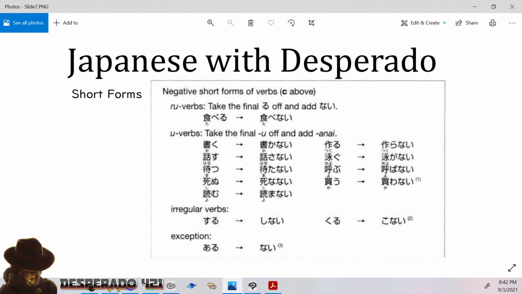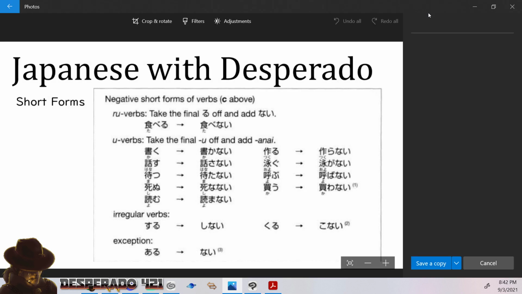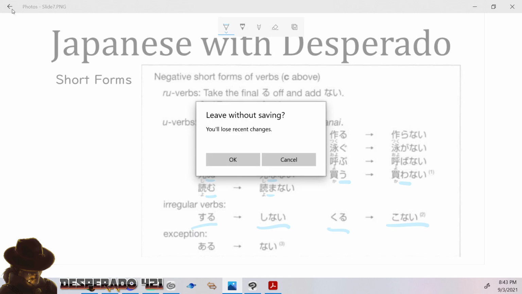And same thing with the verbs, ru verbs. Hold on a second here. Ru verbs, you drop the ru and you add nai, so taberu becomes tabenai. And then for your u verbs, u gets changed to a, and then you add nai. So su to sa, tsu to ta, nu to na, mu to ma. And the only irregulars, you have suru to shinai and kuru to konai. And then if it ends in u, it's going to be wanai instead. All right.